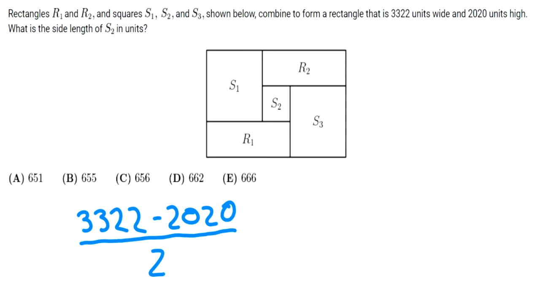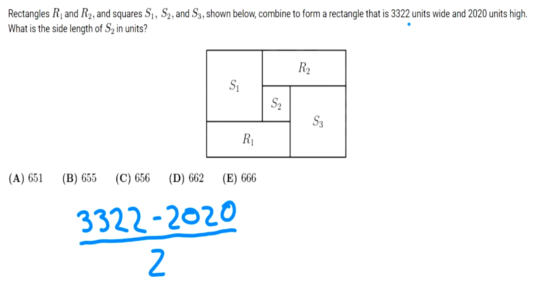Okay, this will be the last question of this episode of AMC 8 2020, and this will also be the last question of AMC 8 2020. So now let's start this. Rectangles R1 and R2 and squares S1, S2, and S3 are shown below. They combine to form a rectangle that is 3,322 units wide and 2,020 units high. What is the side length of S2 in units?